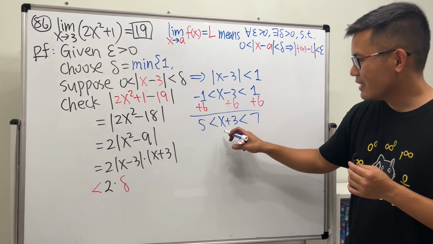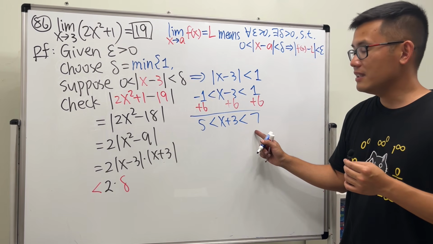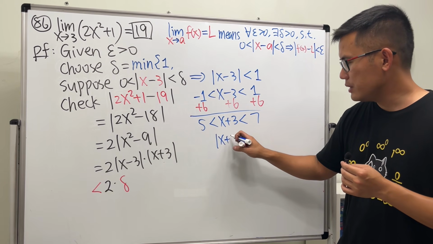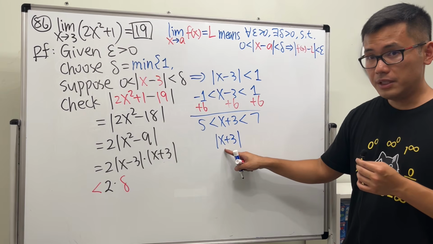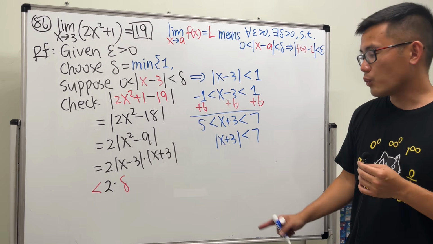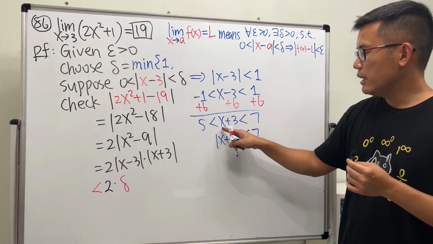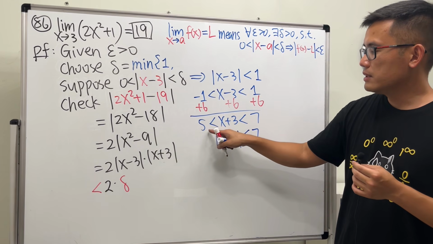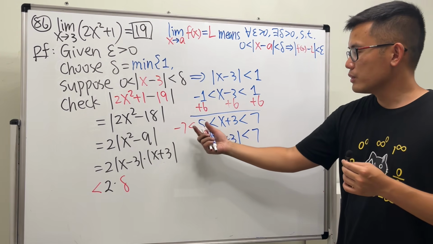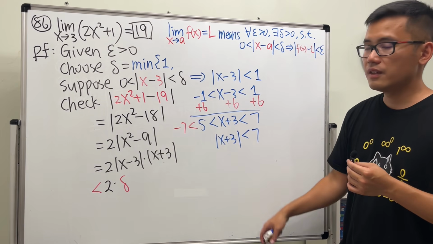Well, here's the idea. Just compare the absolute value of this number and that number, which one is bigger. 7 has a bigger absolute value, so it's just absolute value of x plus 3. Absolute value of x plus 3 is less than this number, the bigger absolute value. Why? Because when we have x plus 3, if it's greater than negative 7, so you see that we have negative 7 also 7, so of course we can write this as absolute value of x plus 3 less than 7.